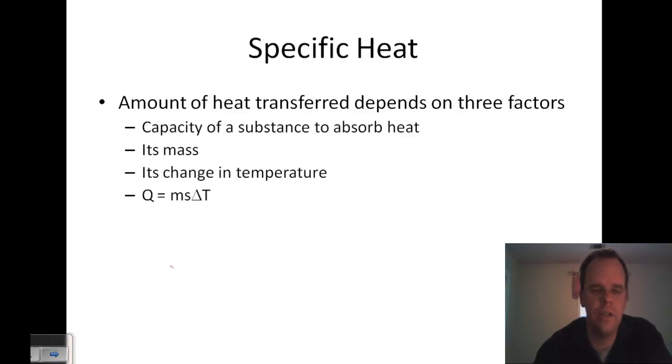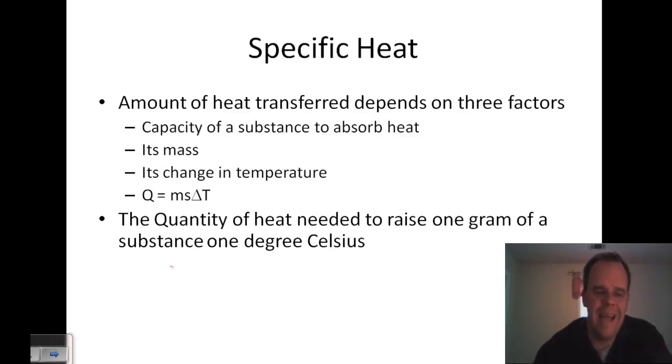And that gives us the equation Q equals msΔT, where Q is the amount of heat being transferred, the amount of energy transferred from the warm object to the cold object, M is mass, S is specific heat, and ΔT is change in temperature.